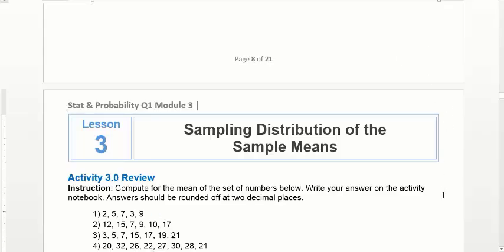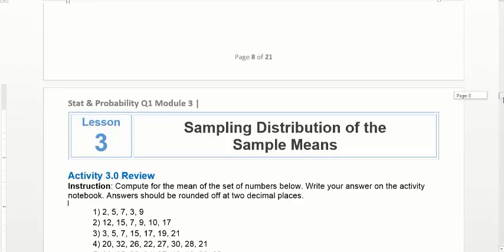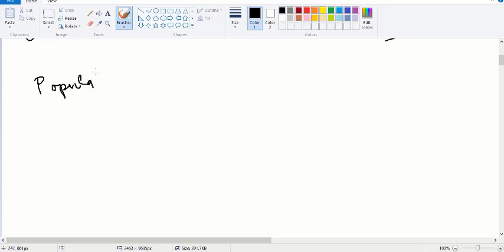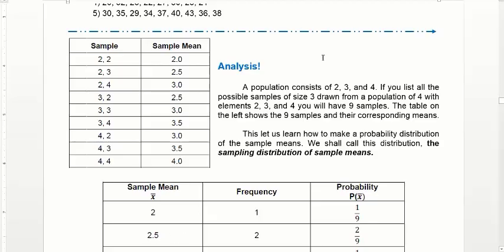So, sampling distribution of the sample means tayo ngayon. So, let's try this one. A population consists of 2, 3, and 4. Okay, so that is our population, 2, 3, and 4. And then it says right here that if you list all the possible samples of size 3 drawn from a population of 4 with elements 2, 3, and 4, you will have 9 samples.